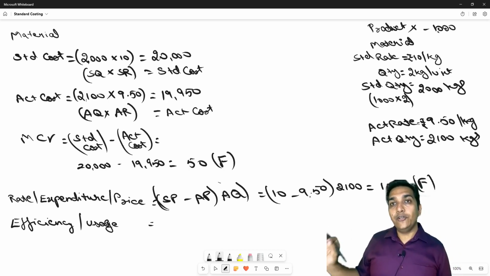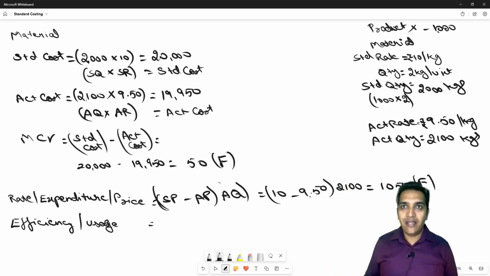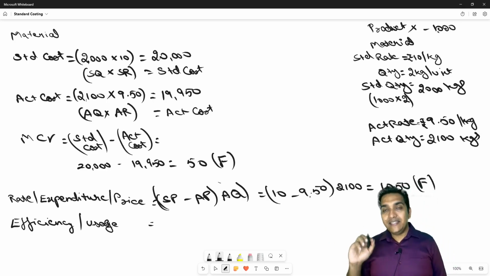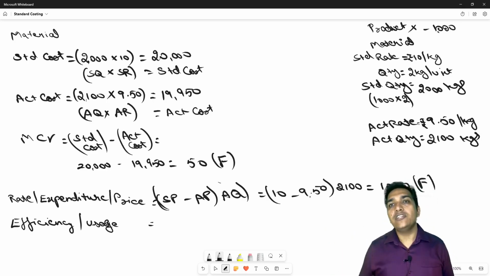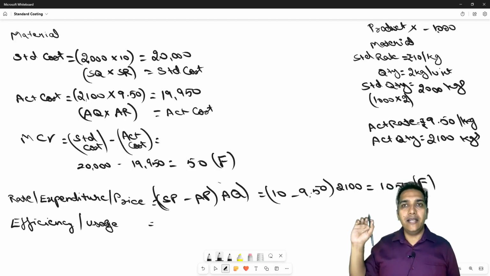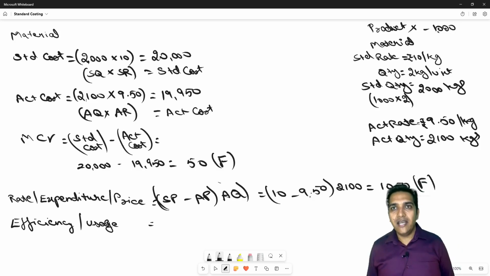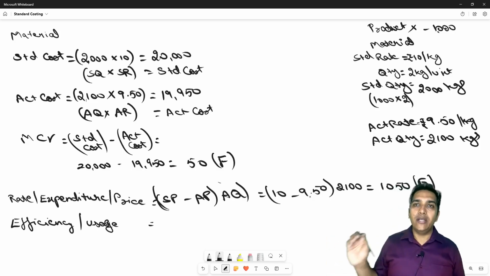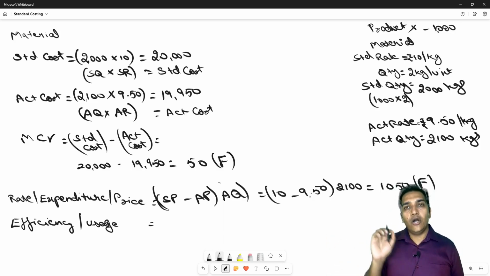I have saved 1050 due to change in my price. Now we see the second variance, that is usage or efficiency variance. Now the concept behind this is the same. However, when we calculate material, we call it usage. When we calculate labor or overheads, we call it efficiency, right?